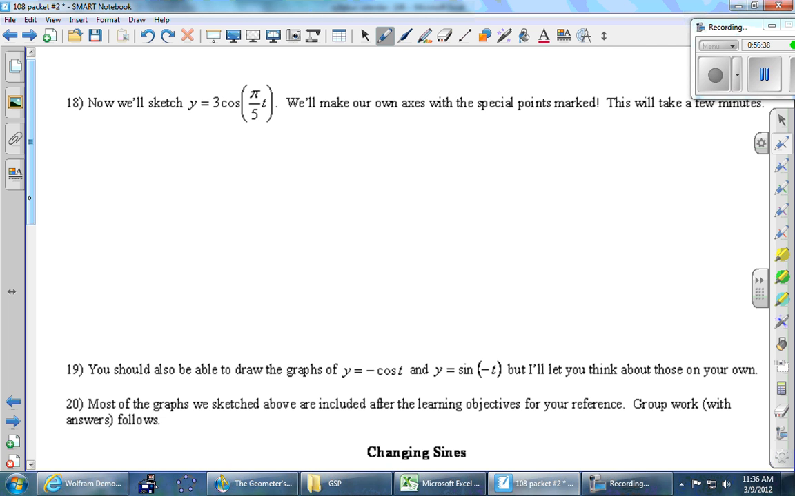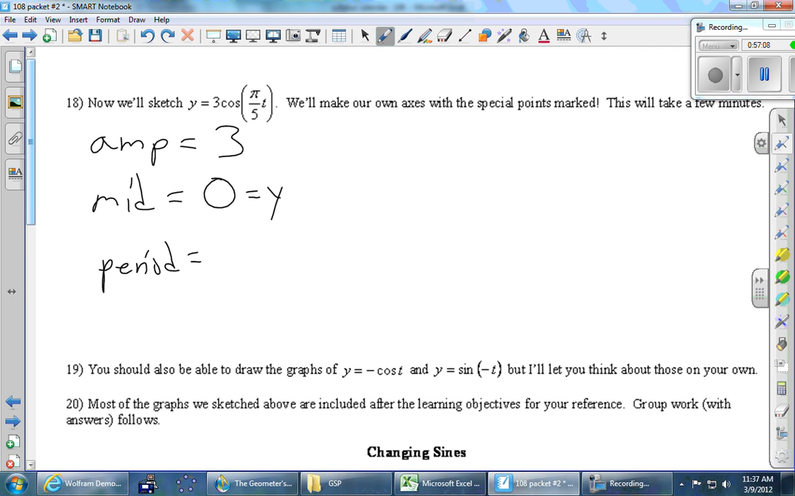Okay, so for me at the start, I think of my amplitude, I think of my midline, and I think of my period. What is the amplitude? 3, just the number sitting in the front. It's always the amplitude. Remember, the midline is the plus k that sits at the end. 0. I always like to make it y equals.